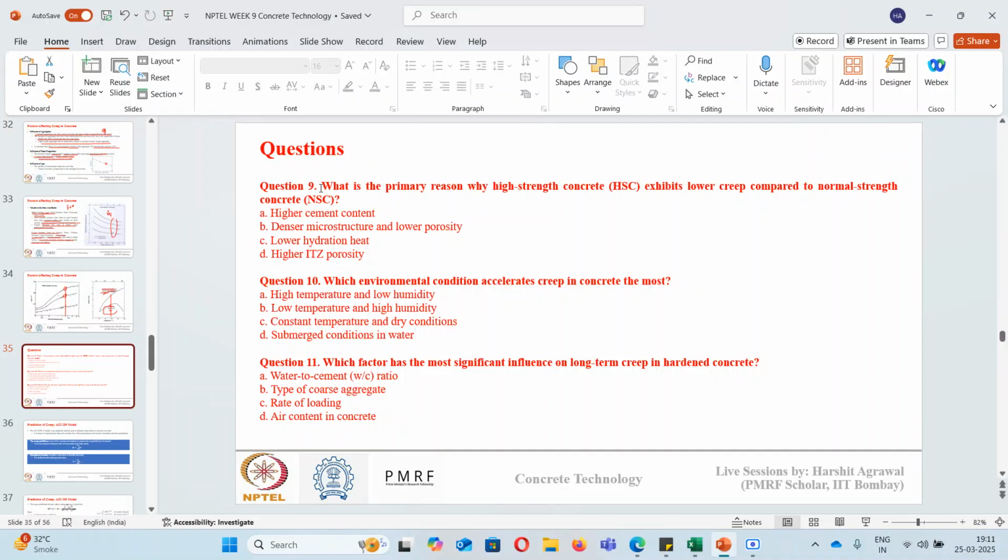Try to answer this question first. What is the primary reason why high strength concrete exhibits lower creep compared to normal strength concrete?